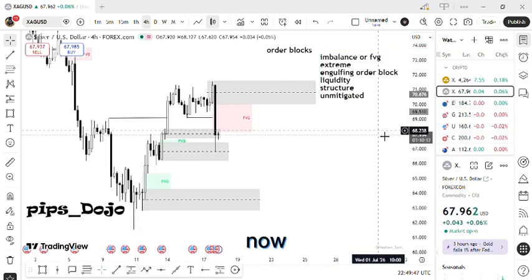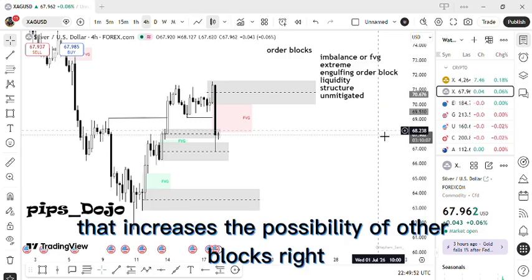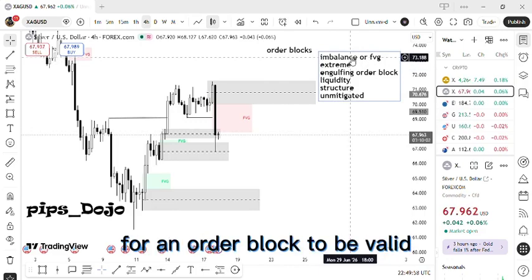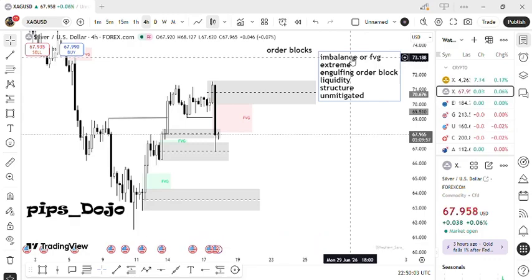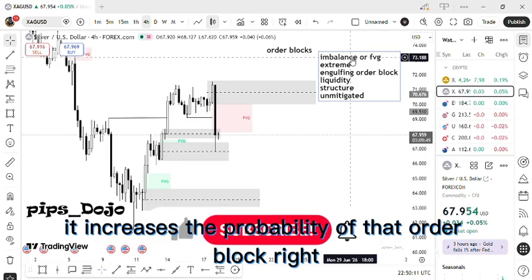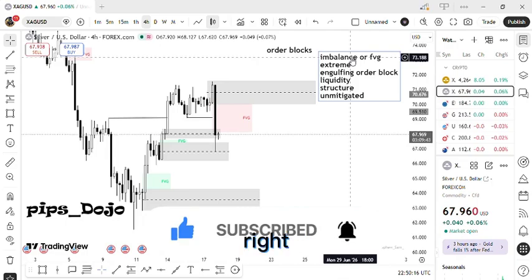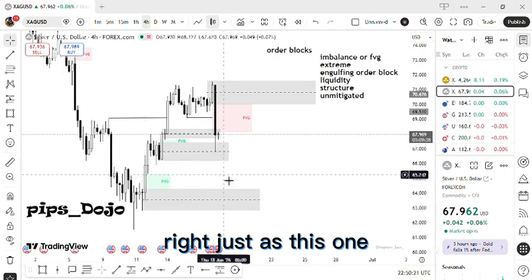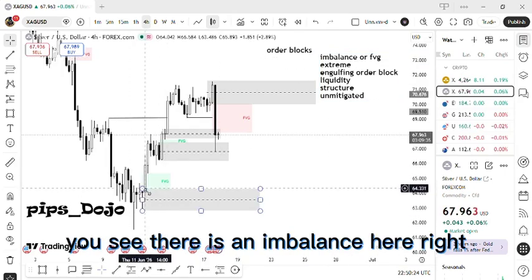So now let's talk about the things that make the order block valid or invalid, that increase the probability of order blocks. For an order block to be valid or to have higher probability in displacing price, you should watch out for the fair value gap. If an order block has a fair value gap, it increases the probability of that order block. It must have an imbalance for you to consider it a high probability order block, just as this one, you see there is an imbalance here.